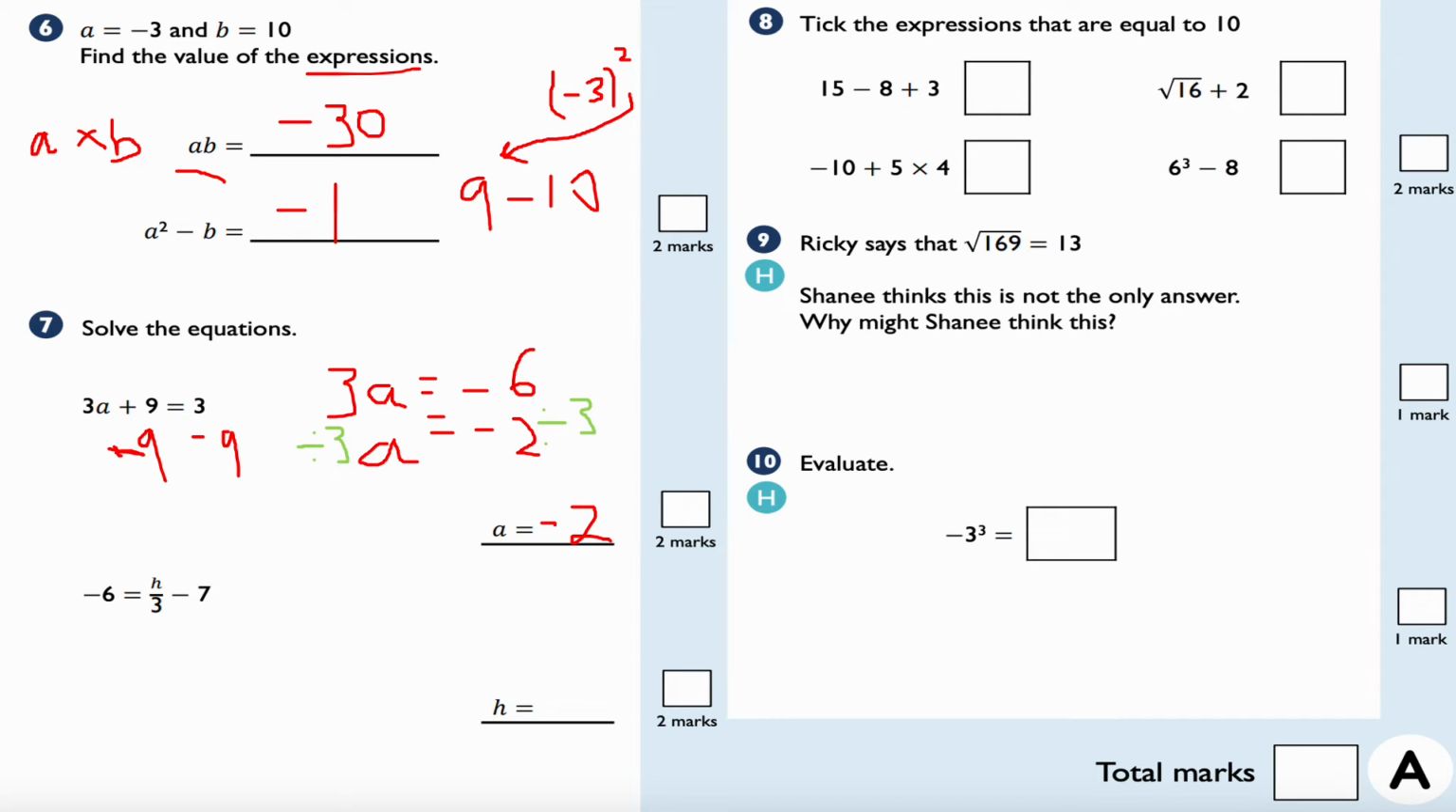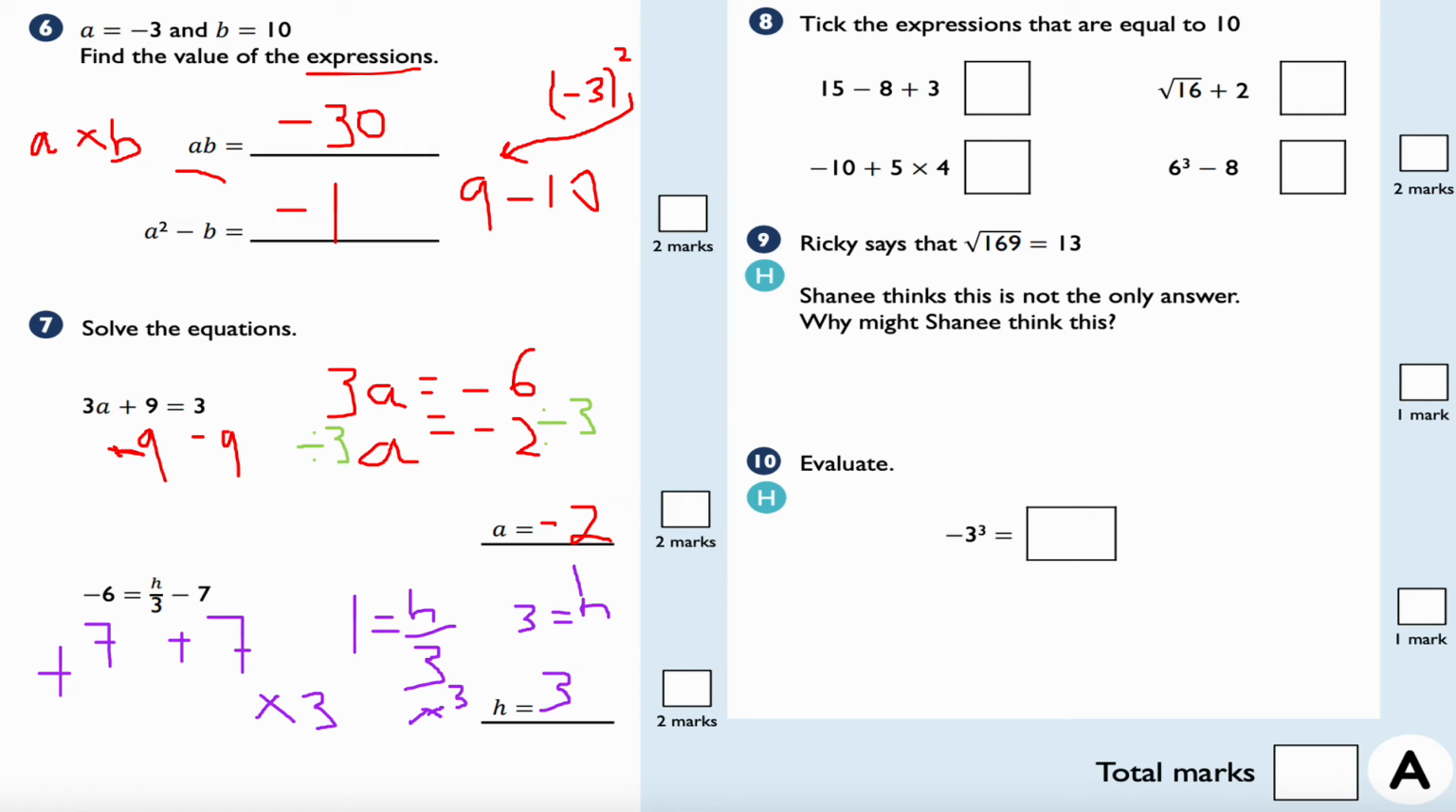Next question. Let's just change the colour. -6 equals h over 3 minus 7. Well, if I add 7 to both sides of my equation to balance it, -6 plus 7 is equal to 1. 1 is equal to h divided by 3. So something divided by 3 is equal to 1. Well, if I times both sides by 3, that will tell me the value for h. 1 times 3 is 3. So h is equal to 3, or 3 is equal to h.